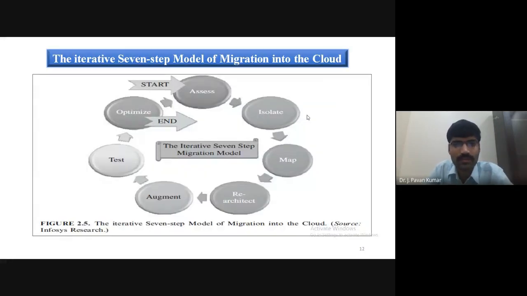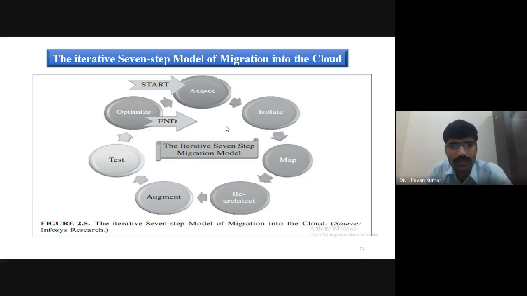See in this, first we will perform assessment. Some assessments we will be performing, then isolate the dependencies, then map, then re-architect. Augment, of course, these two are part. Next, test. If it is meeting, then it's fine. Otherwise, we have to go to the same cycle again. So this is one iteration. For every iteration, we will be performing all these steps. This is a 7-step model of migration into the cloud.